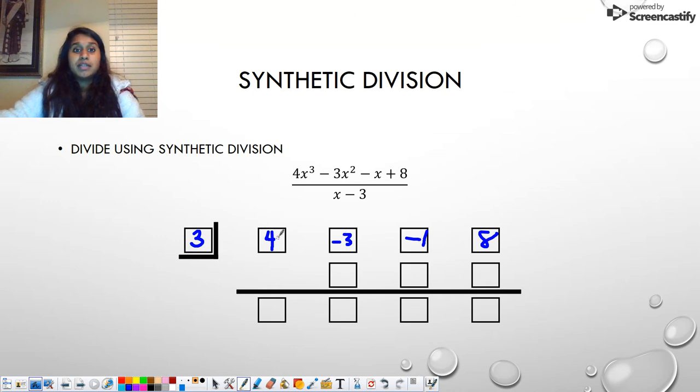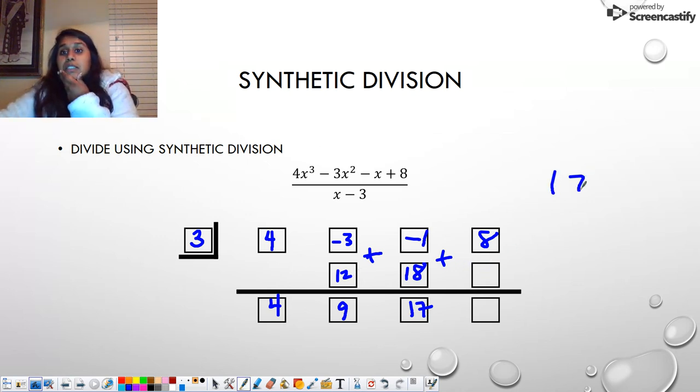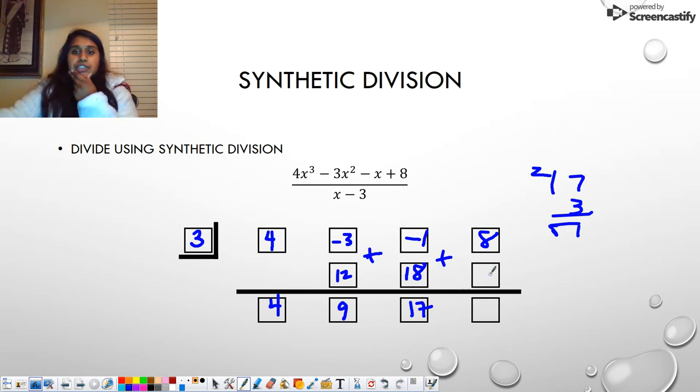Then I just begin my synthetic division. Drag it down. Multiply, which is 12. Add here, which is 9. Multiply, which is 18. Add here, which is 17. I don't know what 17 times 3 is off the top of my head, so I'm going to do it. 17, 3, 21, 2, 5, 51. Sure. So 51 plus 8 gets me 59.